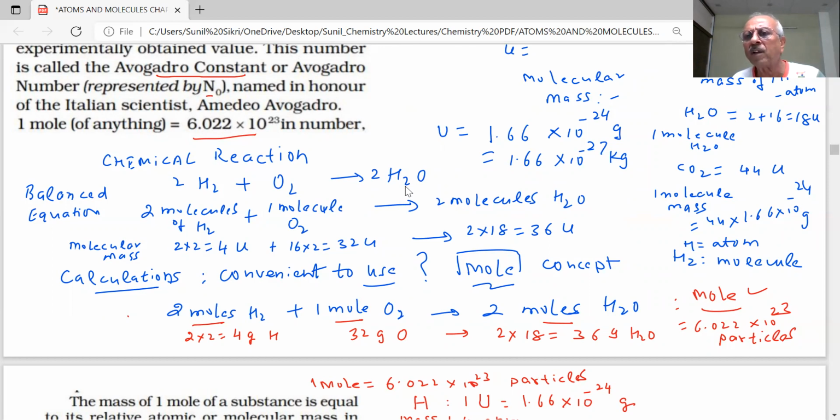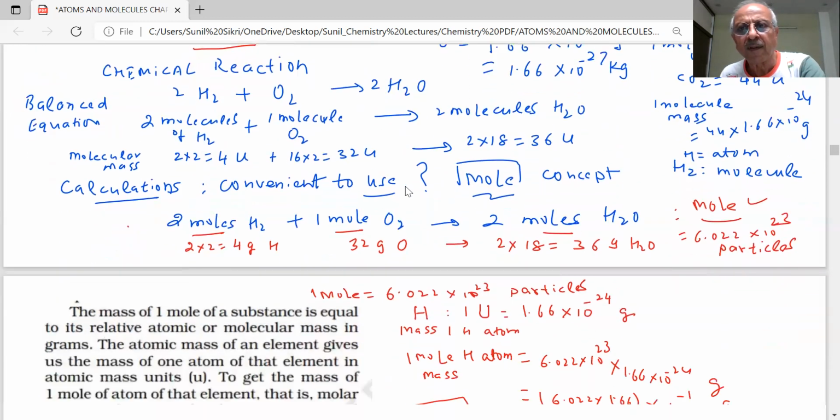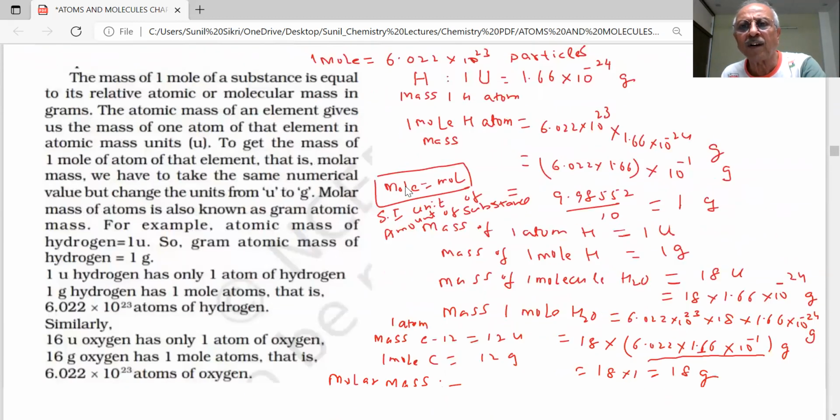So 1.8 kg is a good number. What is the problem in dealing with these numbers? Calculations are becoming very convenient, and we can convert moles into grams and grams into moles. We also know the number of particles present in 1 mole. So note down everything, very important. I hope you understood what I said.